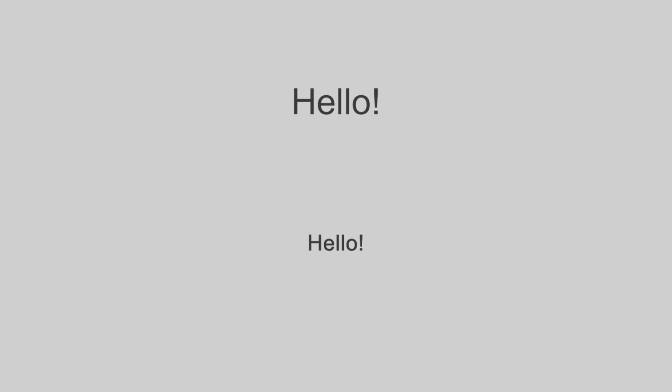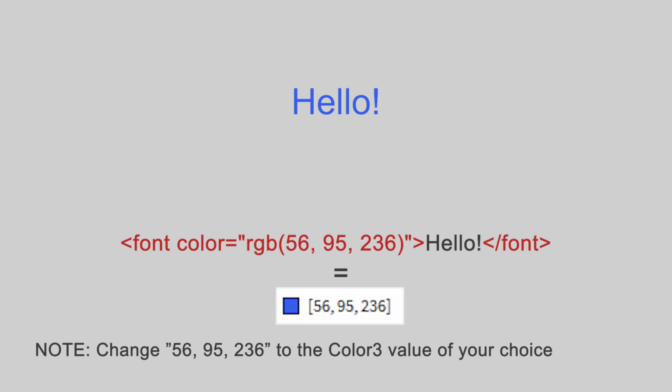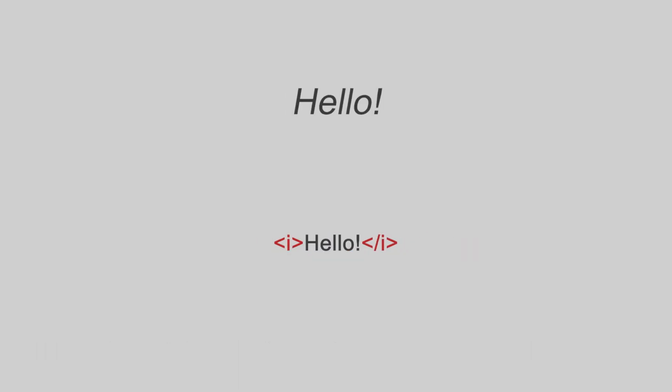Finally, here are all the tags you can use. Font, color, size, bold, italic, underline, strike through, and a comment, which doesn't actually affect the way it looks, but if you do it in a script, it might be kind of useful.